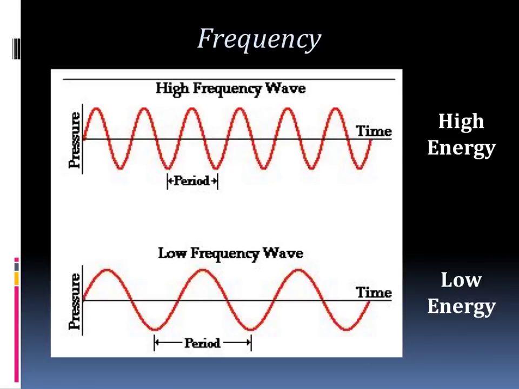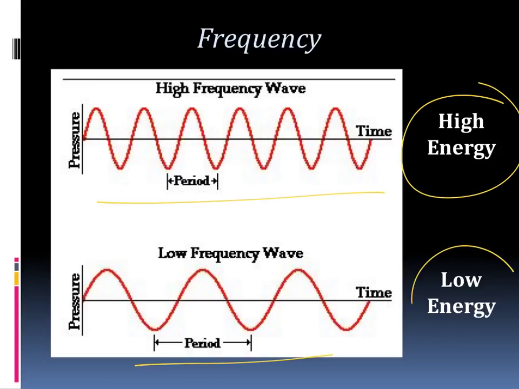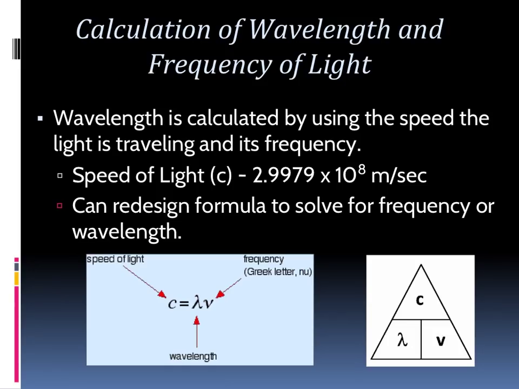So if you have a high frequency, it means that you have a lot of waves or a lot of crests passing over a certain point at a very high rate. So that means that it is generally going to be very high energy if you have a high frequency. If you have a low frequency, it would be very low energy, meaning the waves are moving pretty slow, so they're not going to be passing over that point very fast.